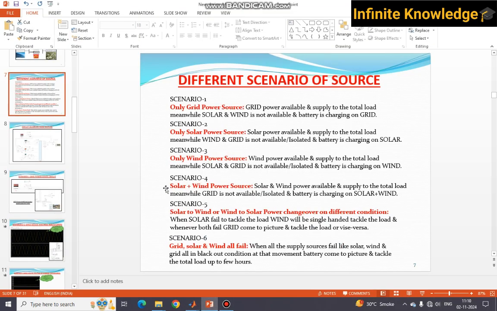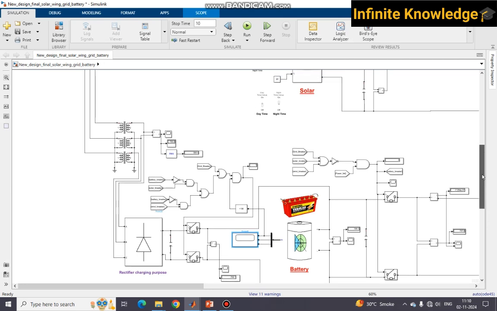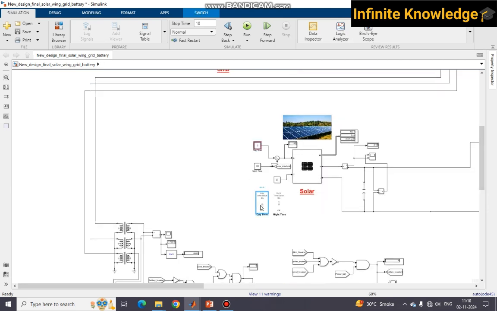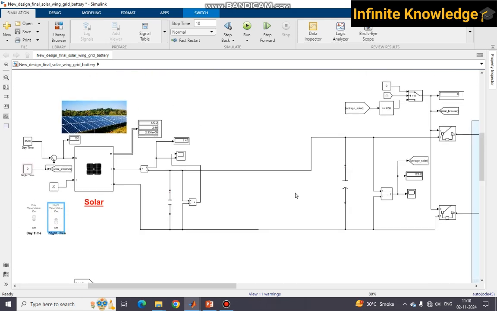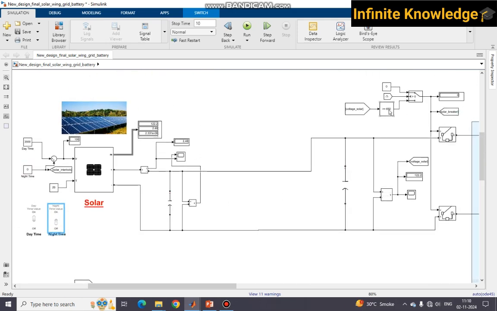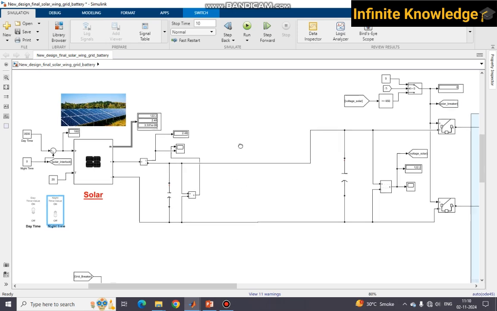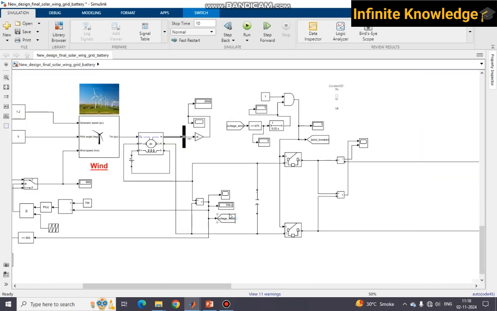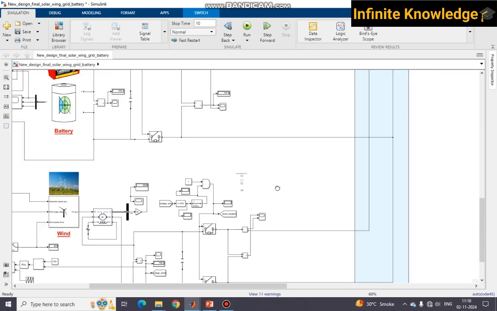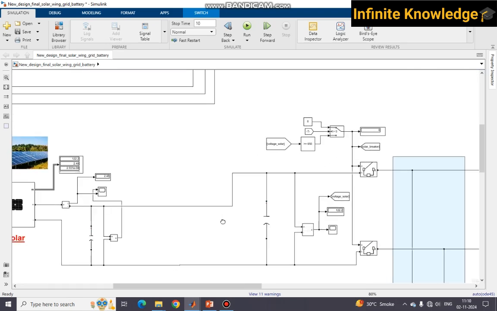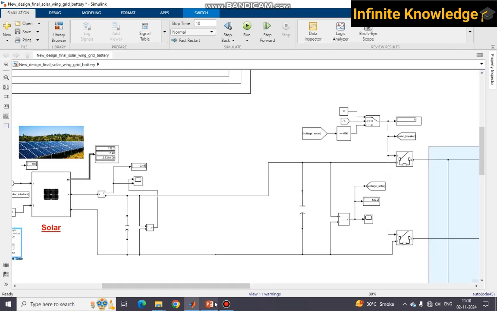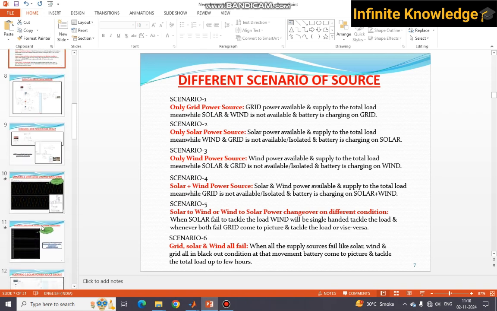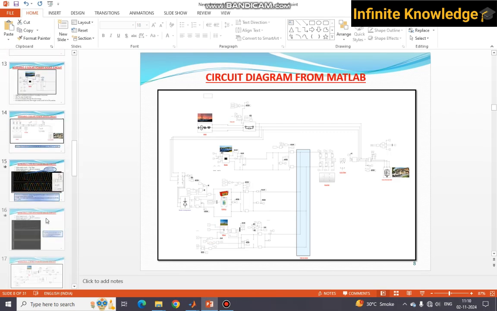Now what is the fourth scenario? Solar and wind are both available and both are charging our battery. The wind is already available, and I just turn on the solar. Obviously, once the voltage comes above 650, this breaker is on. At this moment both solar and wind are available and supply the load. So yes, we have just completed the third scenario.